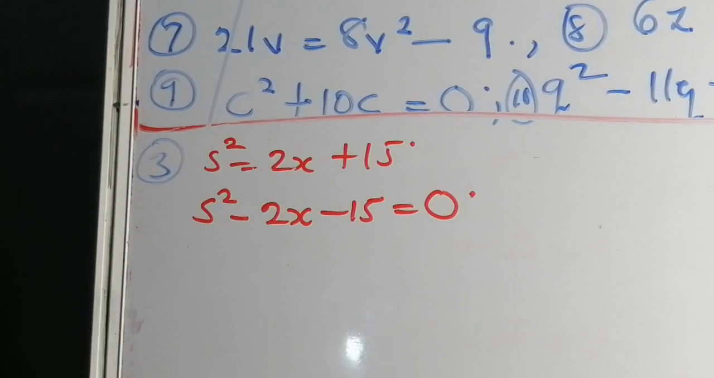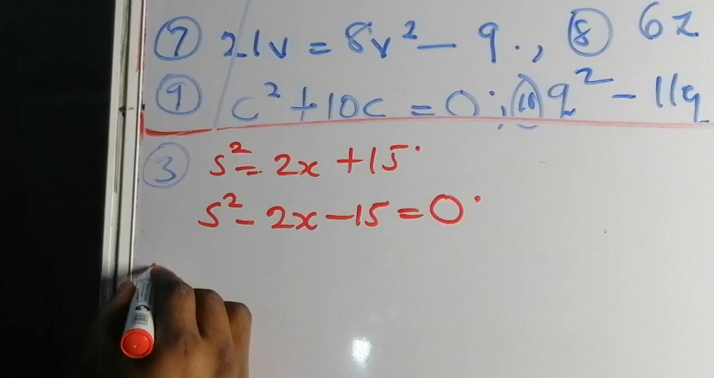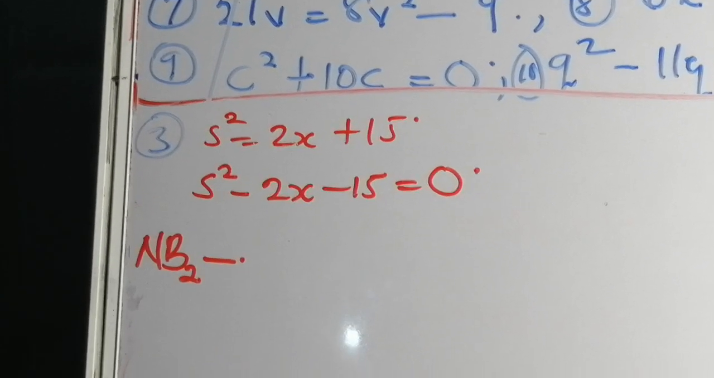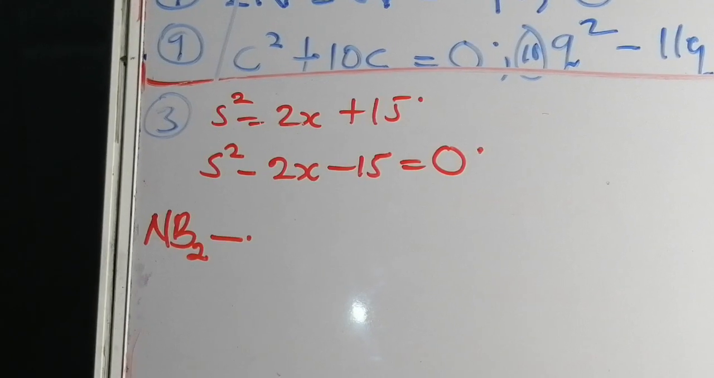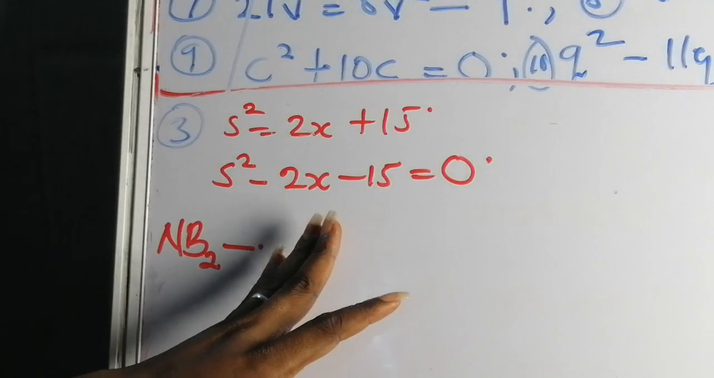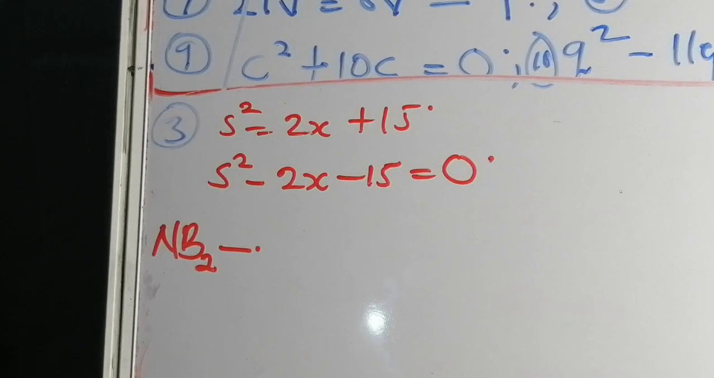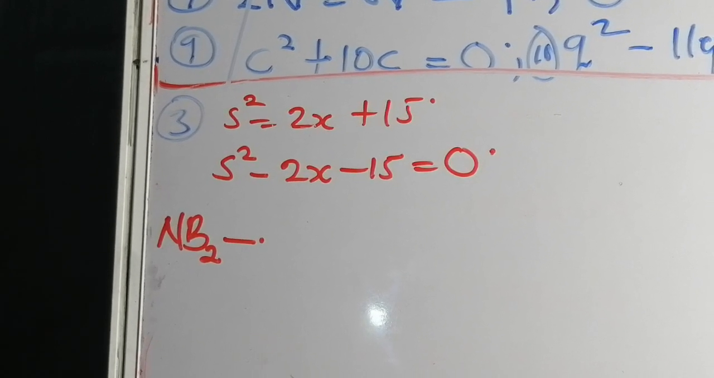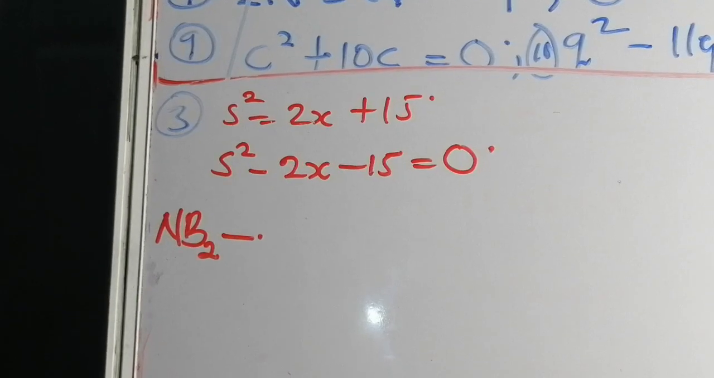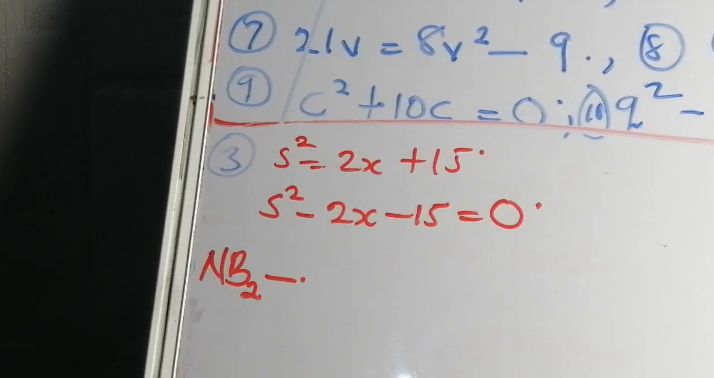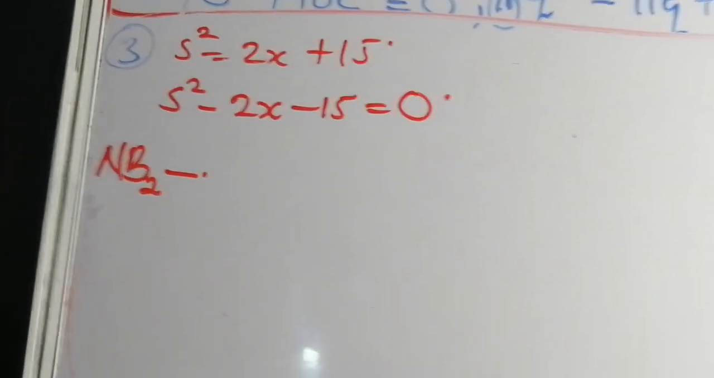So now look at this very well. Before I move to that, let me give you note 2 here. Note 2, very important. When you are dealing with factorization, something like this, the first thing you need to do is look at the center of the number, which is this minus 2s here. What can I add or subtract that will give me minus 2?